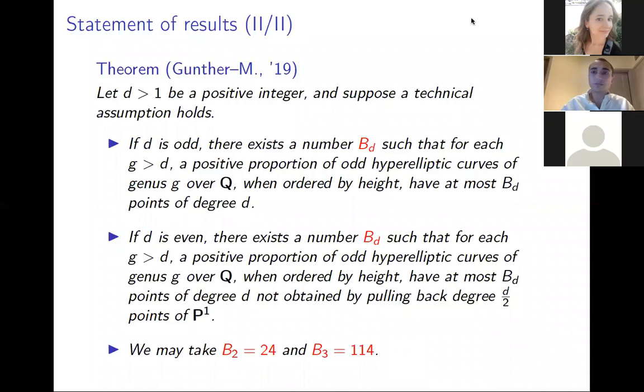Okay, so do you think the number 24 is optimal? That's a great question. So with the techniques that Joseph and I used, if there was a way that we knew that a positive proportion of odd hyperelliptic curves had rank 0, we could get this down to 0. With our methods, the 24 is about as good as it's going to get. The 114 is definitely not as good as it could be, but it's a great question.